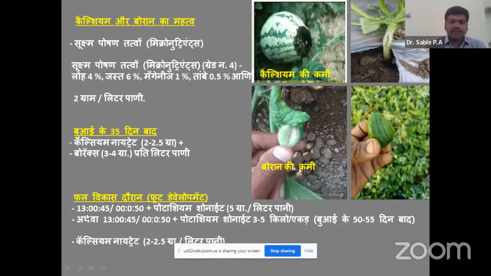Otherwise, 13:0:45 or 0:0:50, and sulphate of potash 5 gram per liter of water can be sprayed. If it is not possible, it can be given by drip also at 3 to 5 kg per acre. And this is at the stage of fruit development, that is 50 to 55 days after sowing, and calcium nitrate at 2 to 2.5 gram per liter of water to overcome the deficiency of calcium. To overcome the deficiency of micronutrients, micronutrients are to be sprayed as per the recommended dose and at the right time.